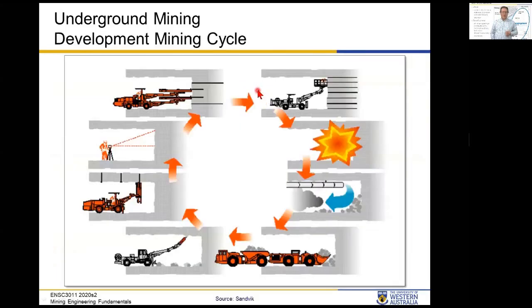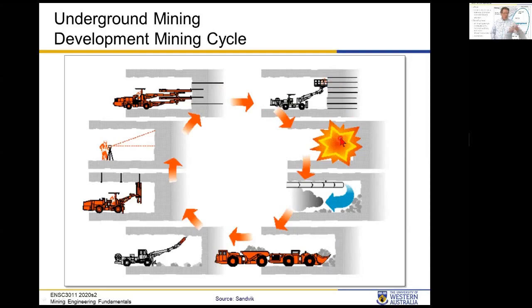Now, these are the two ways of accessing. Let's look at how we do development in a horizontal or near horizontal, so including declines, mining cycle. Obviously, being a cycle, it's hard to say where the starting point is, but the most logical one is here, where you're drilling holes. So this is a section view on a rectangular shape, maybe 5 by 5. You drill blast holes using this machine called a jumbo, which we'll come back to. The blast holes are not very long, 4 or 5 meters. You then charge them with explosives.